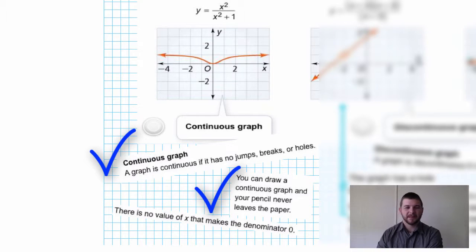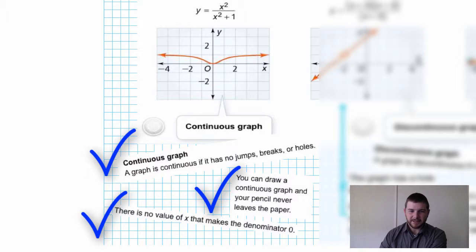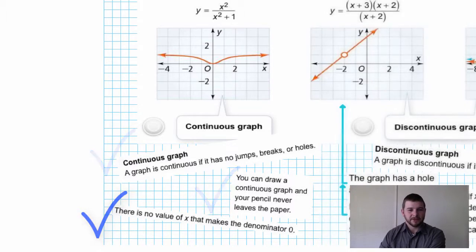Again, that's something that can be explained by the idea of a small object, or an ant, having a nice, smooth, and continuous stroll along the line. And finally, there is no value of x that makes the denominator 0. So considering our function itself, no matter what value we substitute for x, we will be squaring it. And so no matter what value of x we get, x squared plus 1 can never equal 0, as long as we're substituting in real valued numbers.